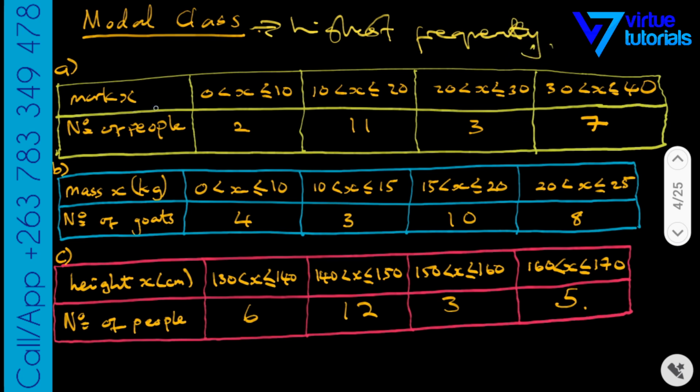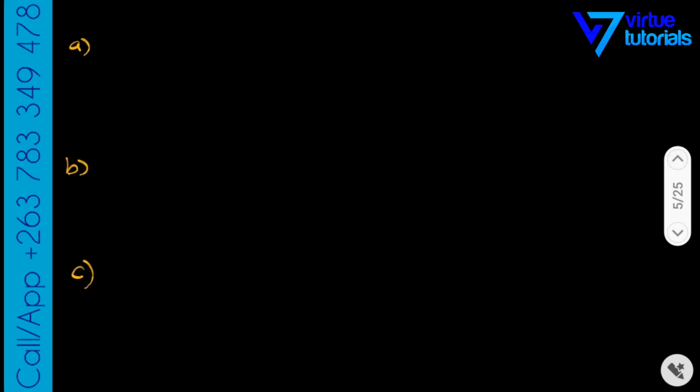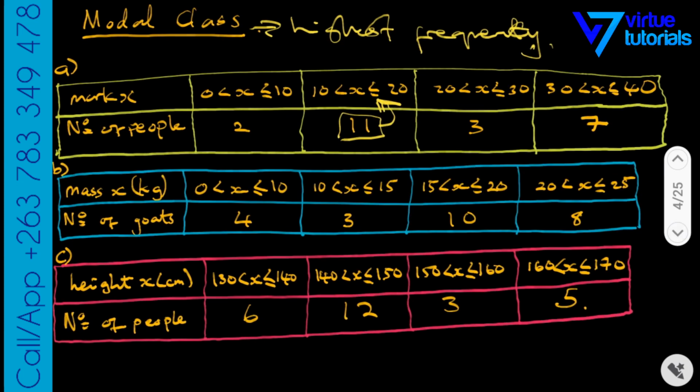If you look at the first table, you've got the classes 0 to 10, 10 to 20, 20 to 30, 30 to 40. And then you've got your frequencies 2, 11, 3, 7. The largest frequency is 11, and it belongs to that class there, 10 to 20. So for the first one, the modal class is going to be 10 to 20 because it's got the highest frequency.